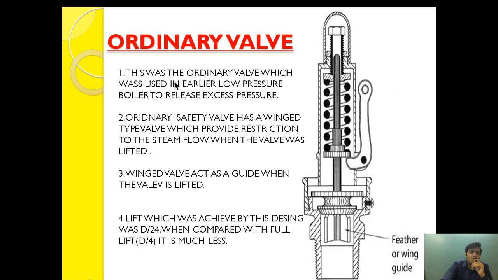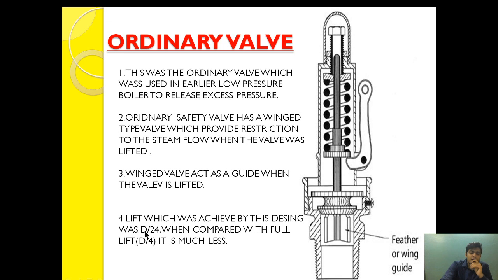This was the ordinary valve which was used in earlier low pressure boilers to release the excess pressure. The ordinary safety valve has a wing type valve which provides restriction to the steam flow when the valve is lifted. As I have told you, the wing valve acts as a guide when the valve is lifted. So why was it provided? It was provided to act as a guide when the valve was lifting: the steam flowing surface area was acting as a liner, and this was acting as a piston. Basically, it guides the valve back to sit and to lift. For that reason, it was provided.